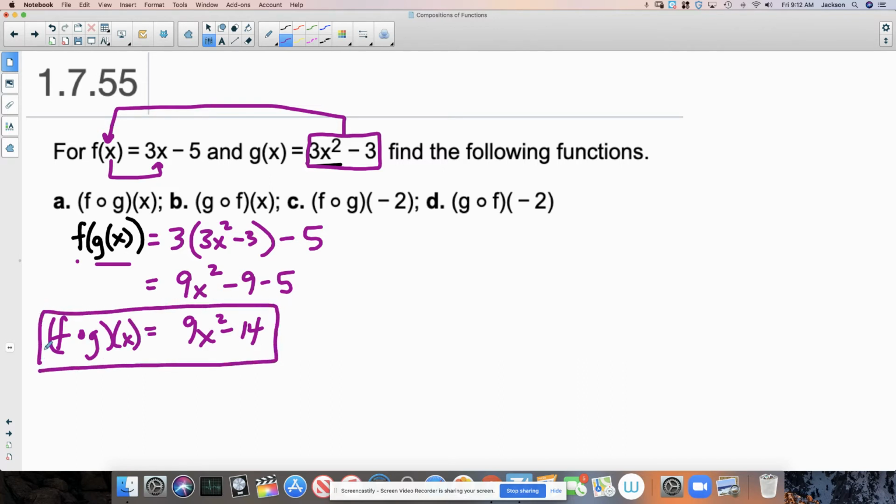That one was fairly painless. The other one, not so much. A little bit of pain here, a little bit of work.